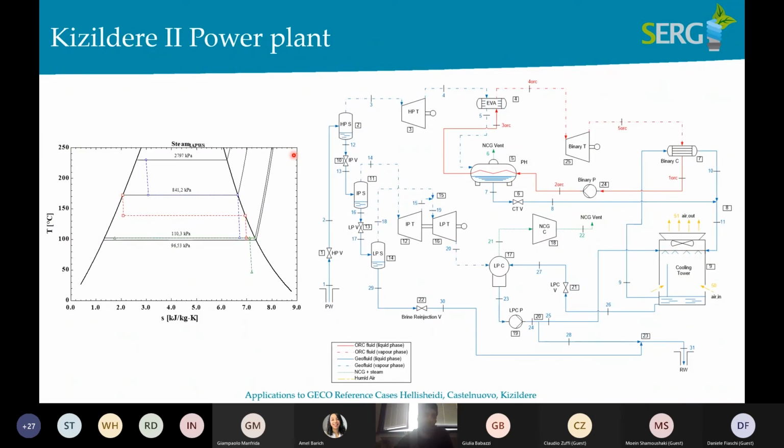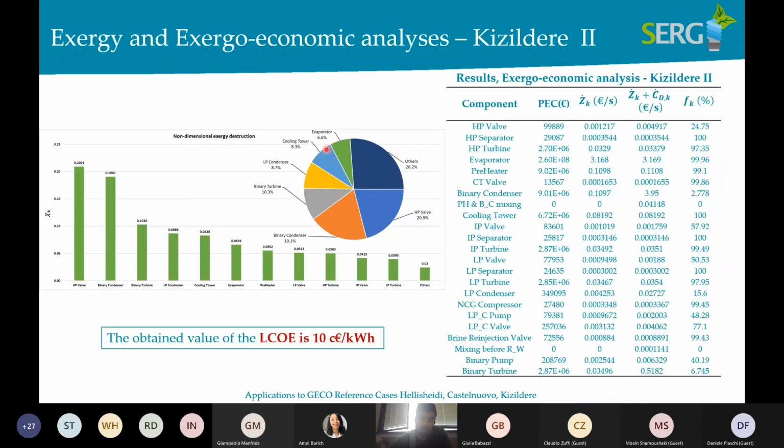Let's talk about the third case study, and this is the Kizildere 2 power plant. This is a 3-flash power cycle, which also has an organic Rankine cycle as bottoming cycle, and this power plant provides about 80 megawatts of power. This is a very complex power plant, and for it we just developed the Exergy and the Exergo-Economic analysis, while the LCA and in particular the Exergo-Environmental analysis are currently running, so I'm not showing the results for those.